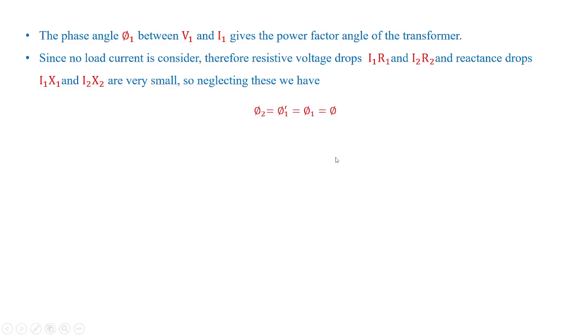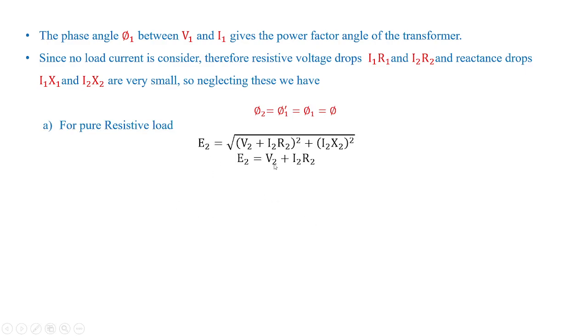If that is true, then from the actual transformer conditions, we can deduce the relationship between voltage and current for the load conditions. For a pure resistor, it will be E2 is equal to V2 plus I2 R2, neglecting the reactance drop here, and we are treating this as equation 3. The input voltage is given by V1 is equal to E1 plus I1 R1, and that we are going to treat as equation 4. Now this is for a pure resistive load, but in practice we don't have a pure resistive load. The load is always associated with a reactance component.